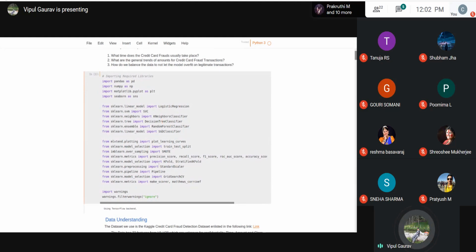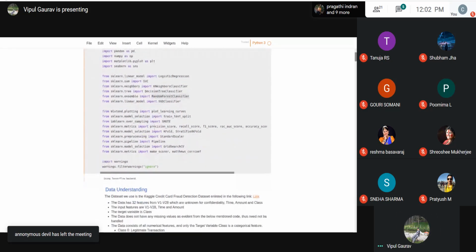If you can see, I have also imported something called pipeline, and I'll be making a pipeline of each of these algorithms and implementing it in this entire scenario. So let's move on.